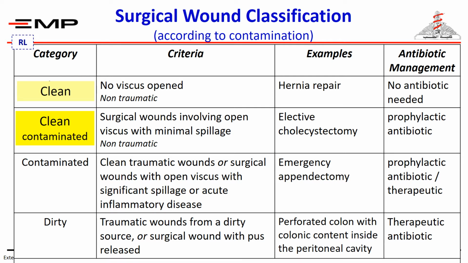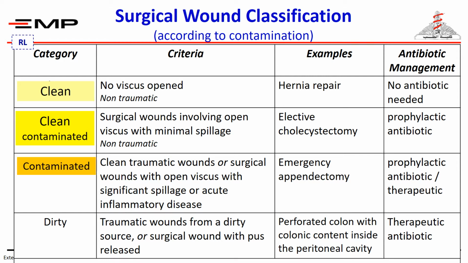Clean contaminated wounds. Surgical wounds, non-traumatic, involving opening of a viscus with minimum spillage. This includes penetration of alimentary, genitourinary, and respiratory mucosa under controlled condition without unusual contamination. Classical examples are elective cholecystectomy, uncomplicated appendectomy, transurethral resection of the prostate, and laryngectomy. Prophylactic antibiotic is indicated in those patients.